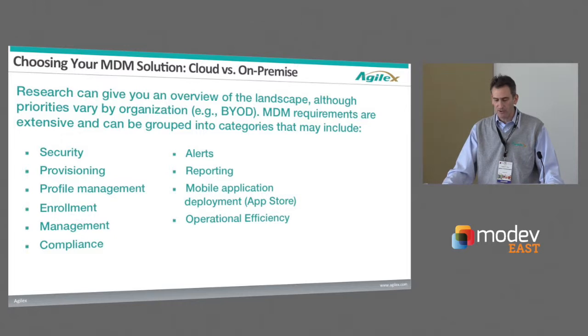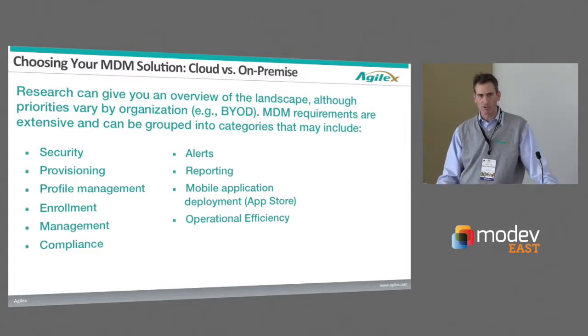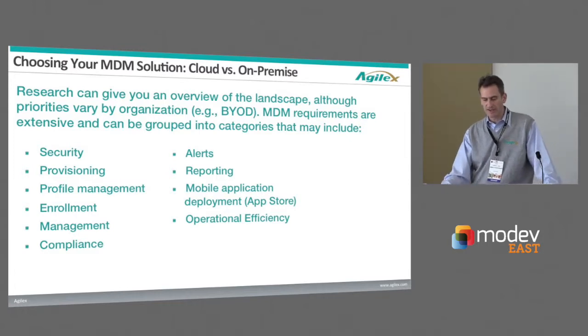Some of the main categories that you want to evaluate and assess are obviously security, the ability to do whitelisting, blacklisting. I would even throw in mobile application management as part of that, provisioning, profile management, enrollment in the actual MDM. An app store comes along typically with most MDMs. Reporting is big, alerting, and then just the ability to do compliance and monitoring of devices.